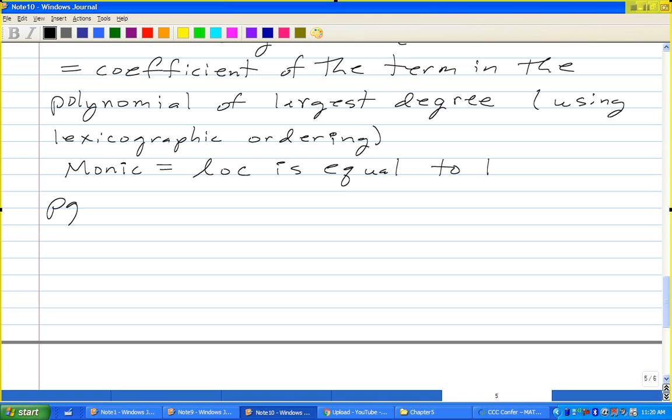Page 190. Problem number 1. In exercises 1 through 10, identify the algebraic expressions which are polynomials. 3x squared plus 5x minus 7. This is the sum of several terms, so therefore this is a polynomial.